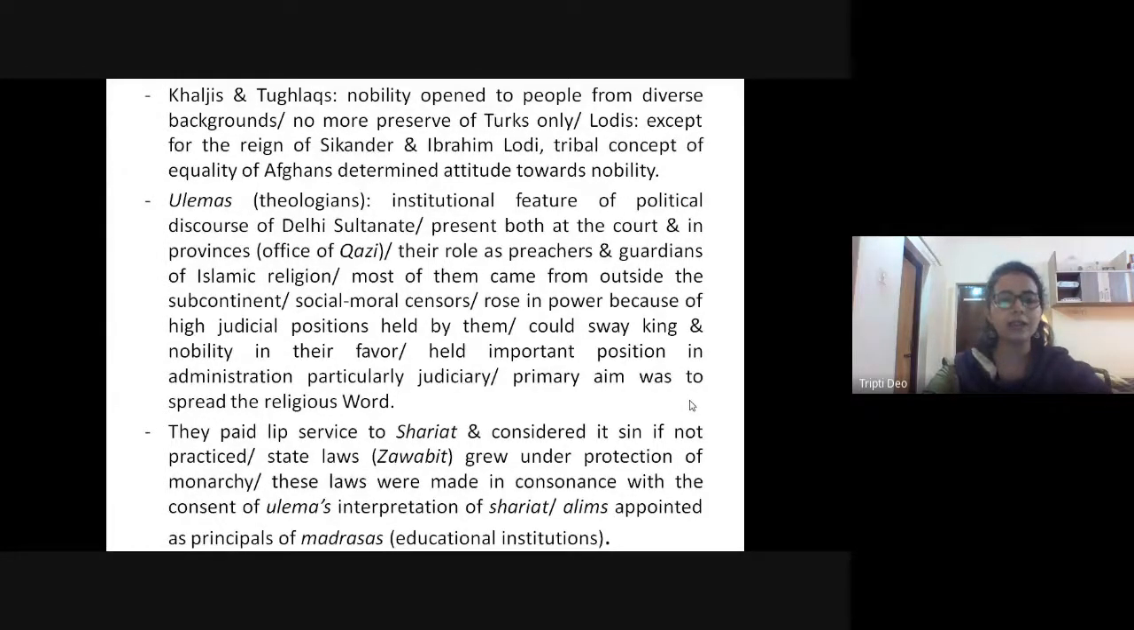Now when the Khaljis and Tughlaqs came in, the nobility opened to people from diverse backgrounds. No more a preserve of Turks only.